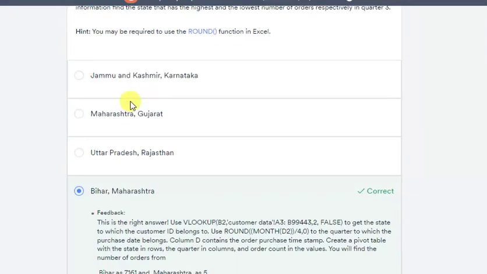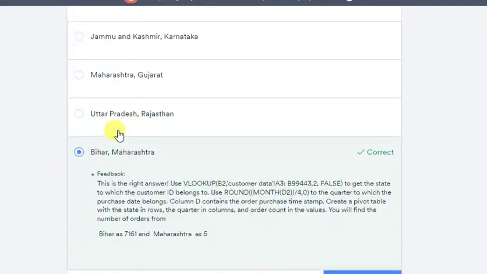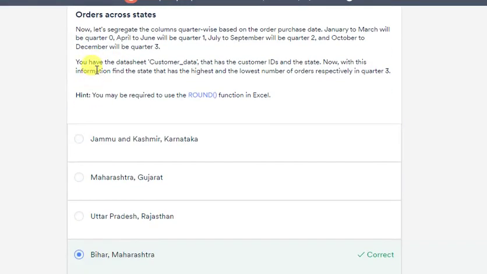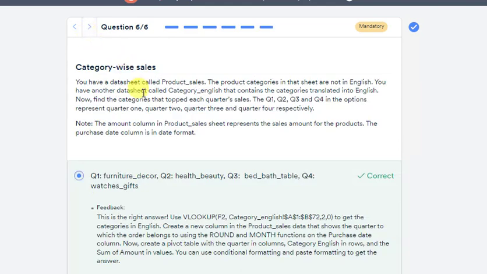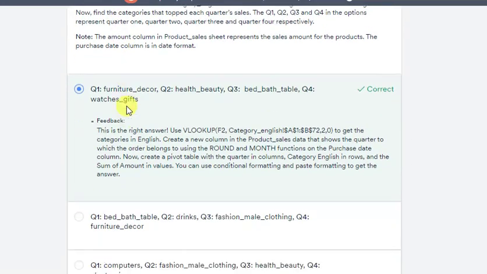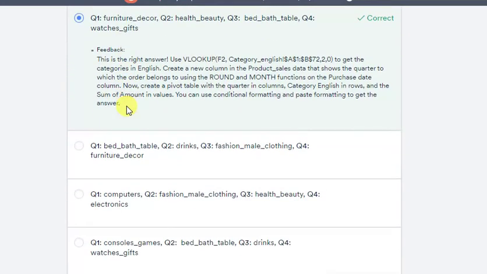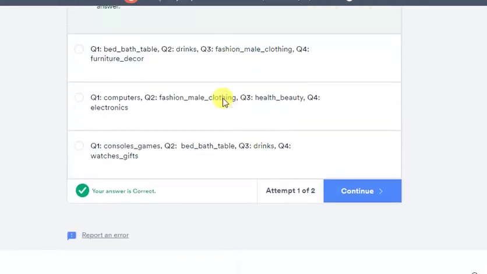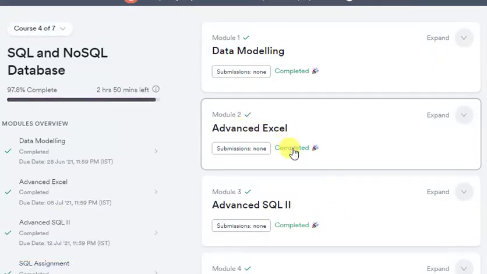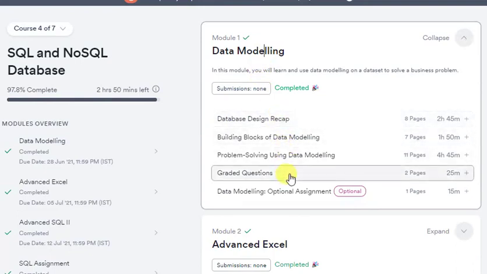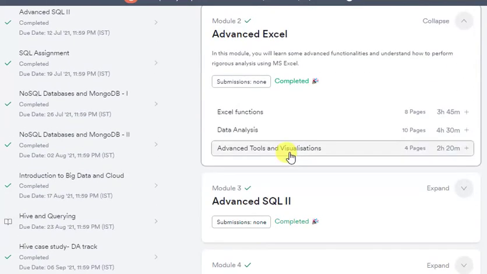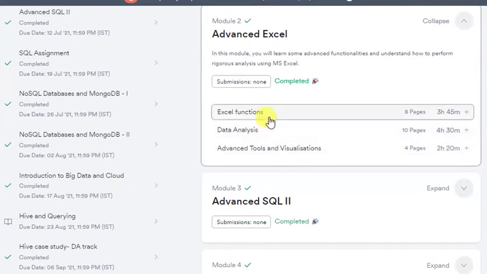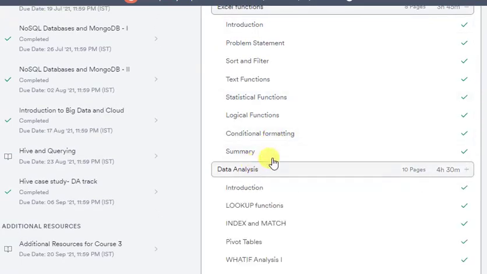And then Bihar and Maharashtra. The answer for this is oldest across the states. Okay, category wise sale. That is question 1. Okay, this is the category. So depending upon that assignment, if I download it, I will check it and tell it to you clearly. Okay, advanced is also over. Excel function is over. This is over.